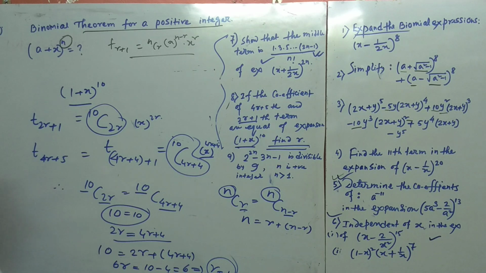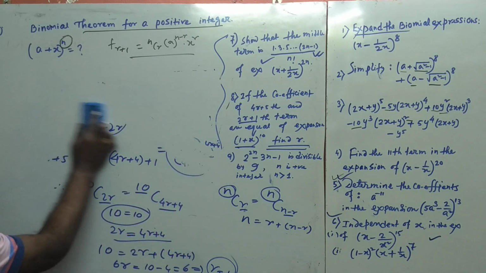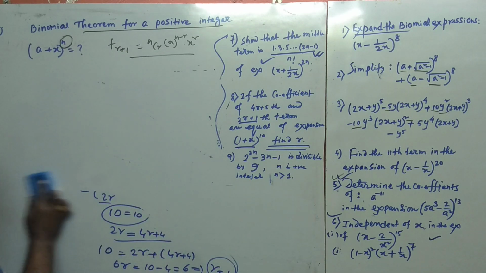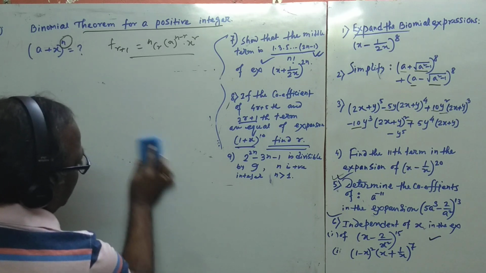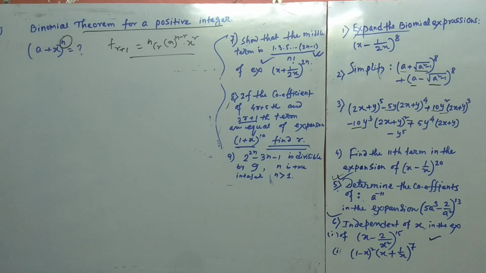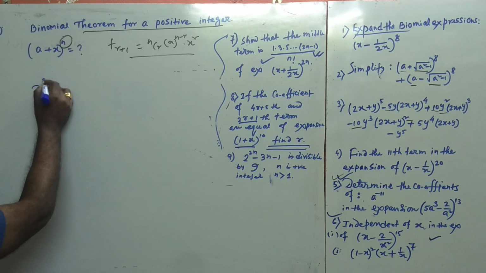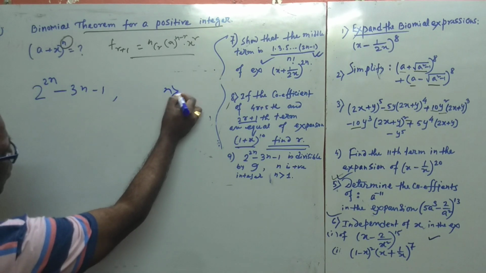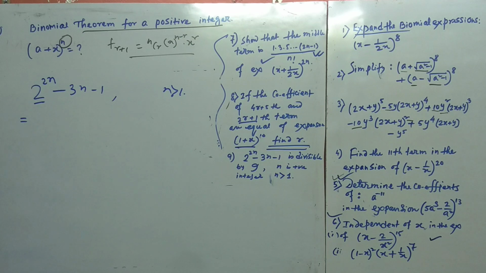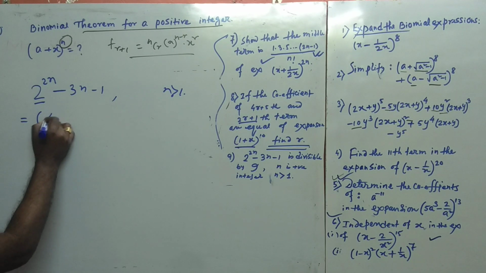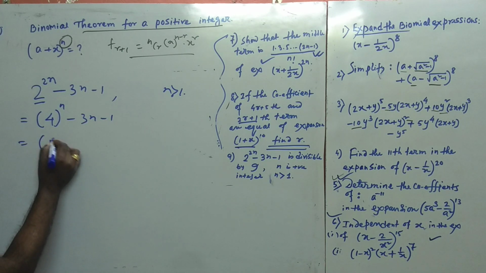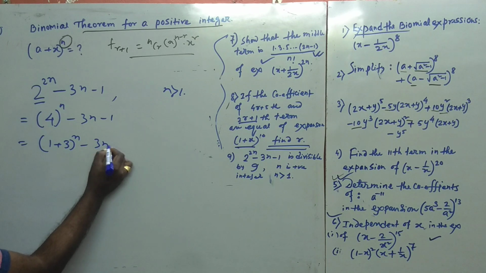Now again, see question number 9. 2 to the power 2n minus 3n minus 1 is divisible by 9. We have to show this is divisible by 9. Given n is more than 1. 2 to the power 2n can be expressed as 4 to the power n, minus 3n minus 1. So 4 means 1 plus 3 to the power n, minus 3n minus 1.